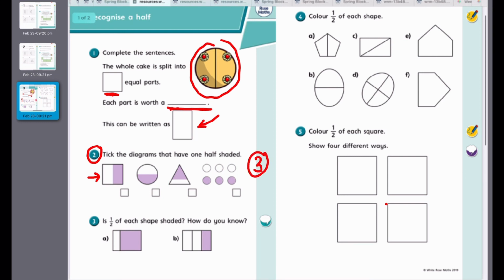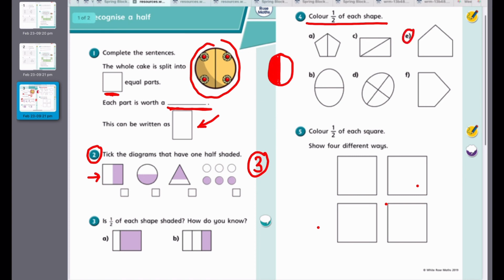Question 3 is asking you to do some thinking. Is half of each shape shaded? How do you know? So you'd be writing yes or no and why. Question 4 is colouring in half of each shape. So look at each shape and colour in half of your shape. So if you had a shape like this and colour in half, I'd colour in this half of my shape.